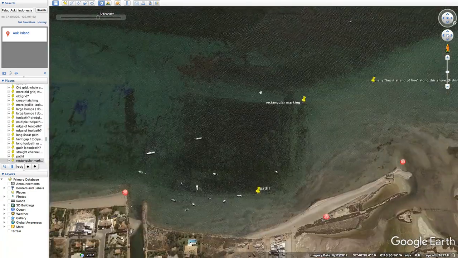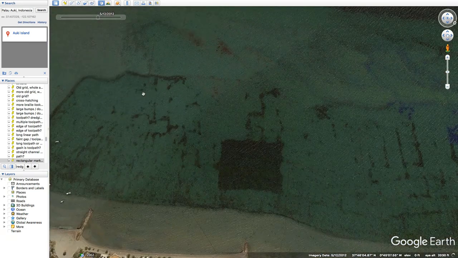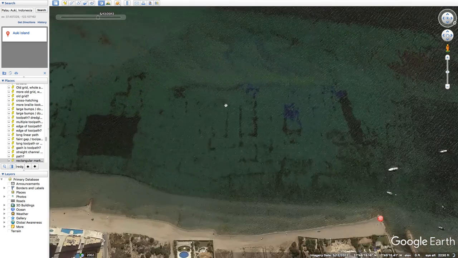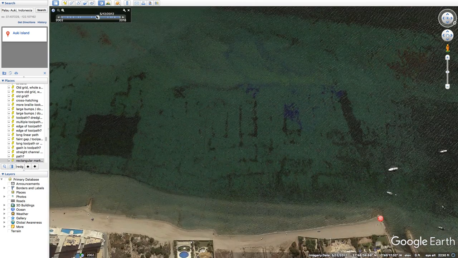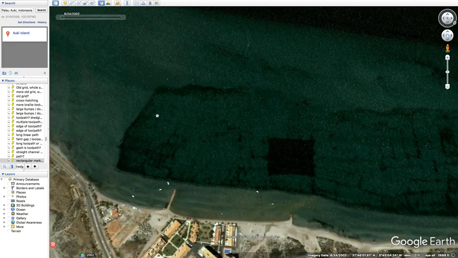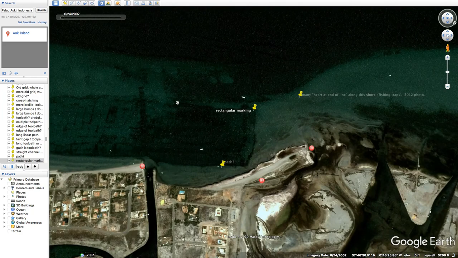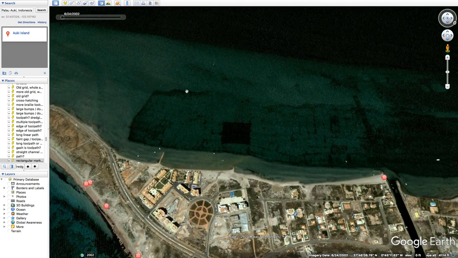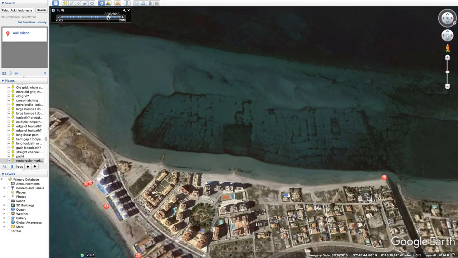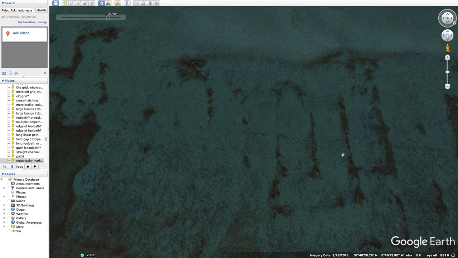Rectangular marking? Where? Okay, so we have a lot of rectangular markings here. That could be anything, including modern stuff. So, who knows what this is? Maybe fishing stuff. Maybe whatever. I don't know. Gibberish. Could look at it there. Not sure what we're looking at.